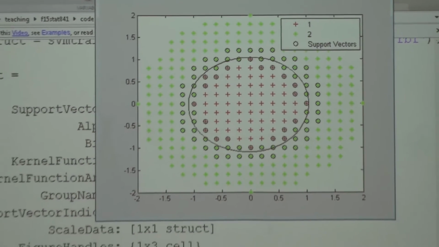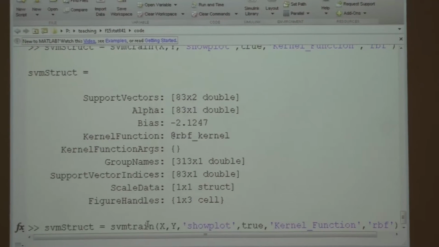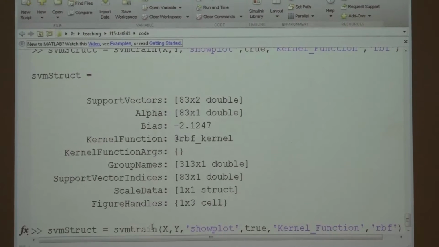So there are other type of kernels that you can use.